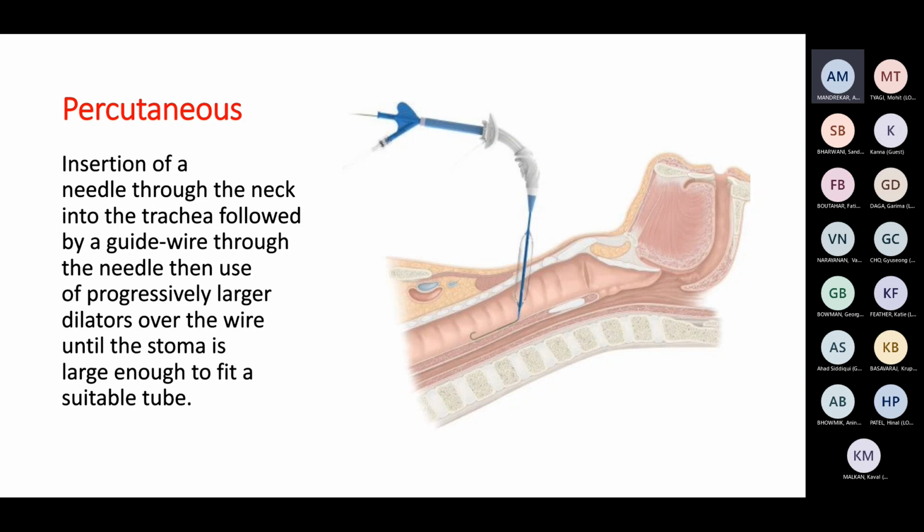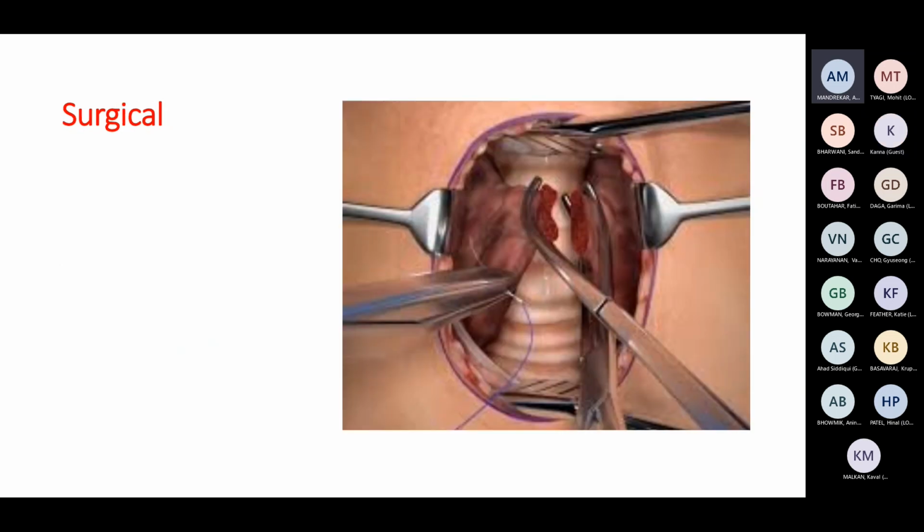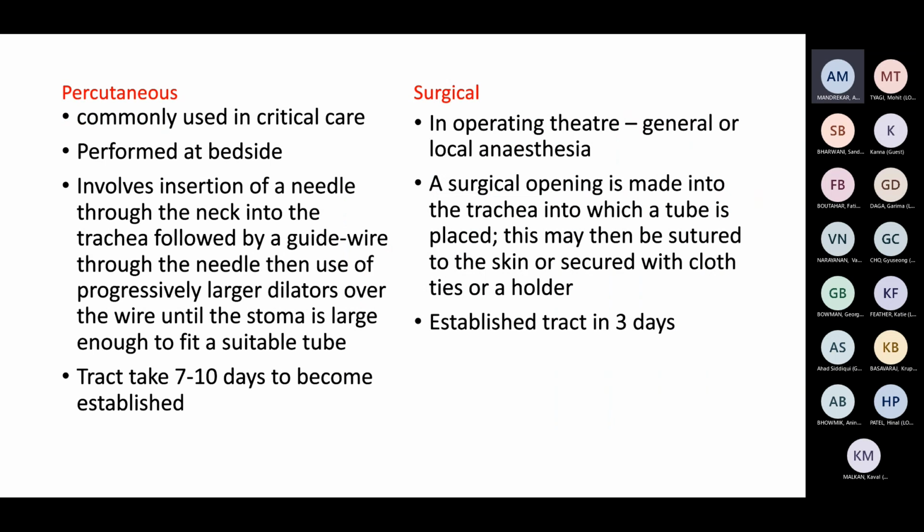So in ICU, this is the most common type, whereas sometimes they would do a surgical one in ICU. Depends on the personnel that is available in the wards. In some cases, also when there is difficult neck anatomy, surgical tracheostomy would be better as well.